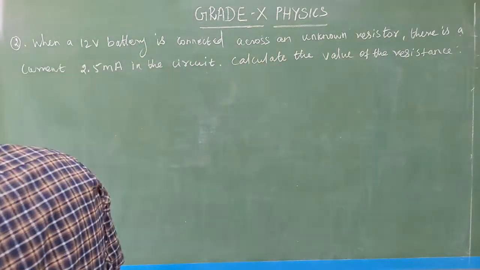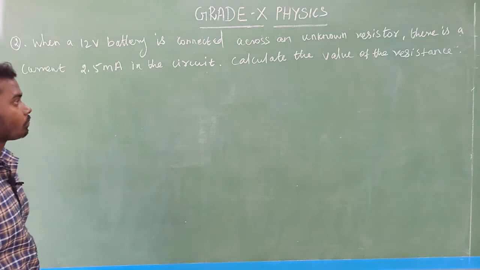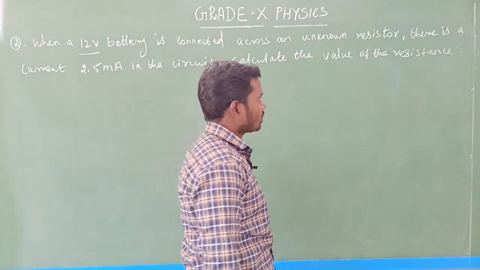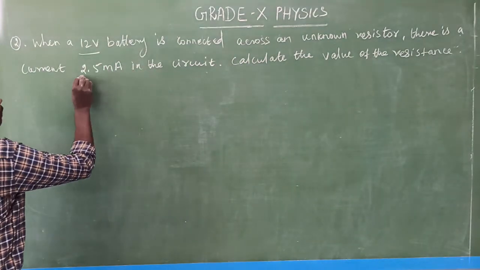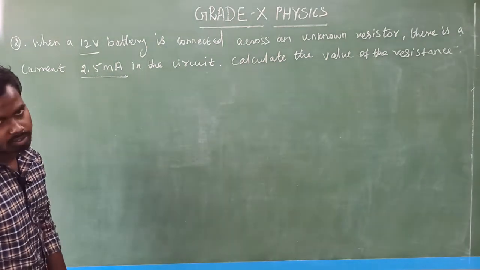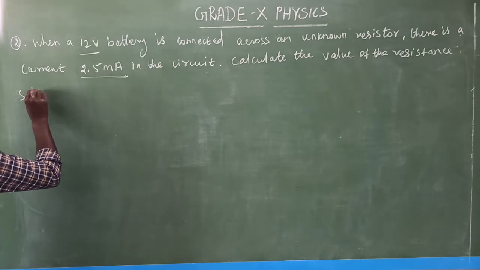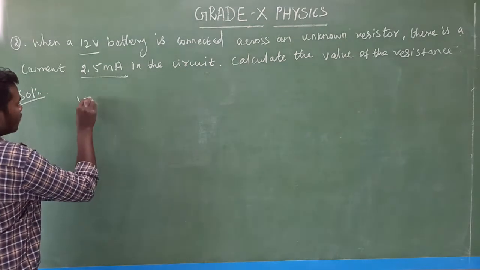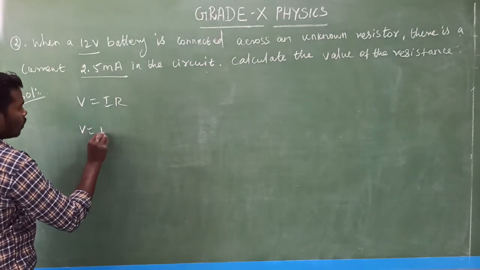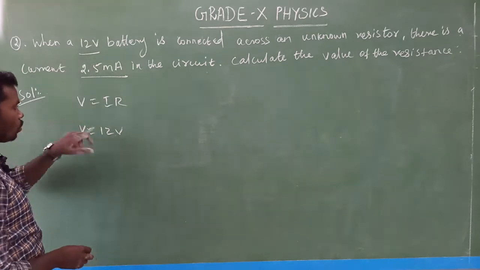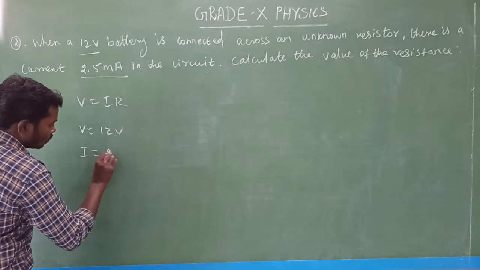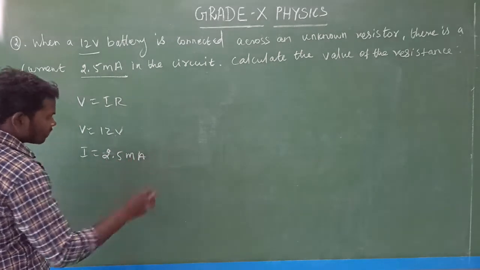This is one type of question. When a 12 volt battery is connected across the unknown resistor, there is a current of 2.5 milliampere in the circuit. Calculate the value of resistance. Solution: according to Ohm's law, V equals IR. First write the values we know. The V value is 12 volt, the potential difference. Then the current value I is 2.5 milliampere.